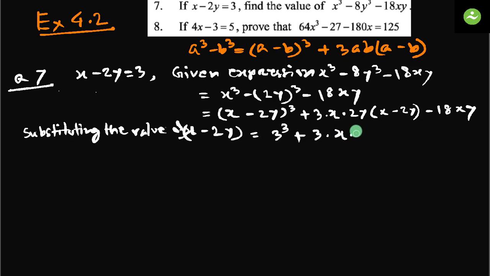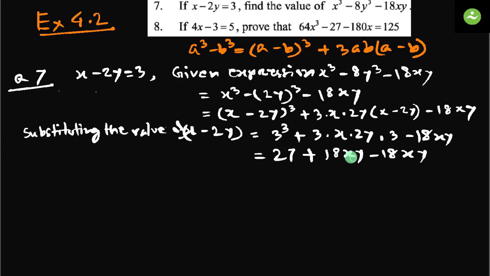3 into x into 2y into x minus 2y, minus 18xy equals 3 cube means 27 plus 3 into 2, 6 into 3, 18xy minus 18xy equals 27, because plus 18xy minus 18xy is 0. So the answer is 27. Now next, question number 8.